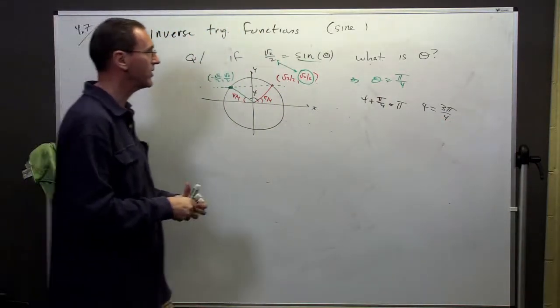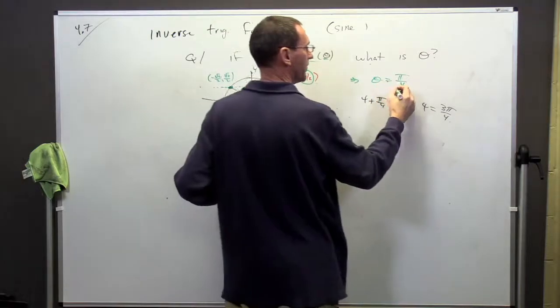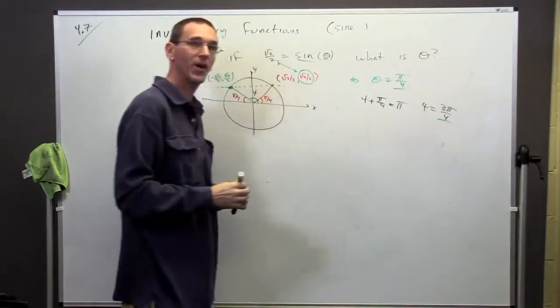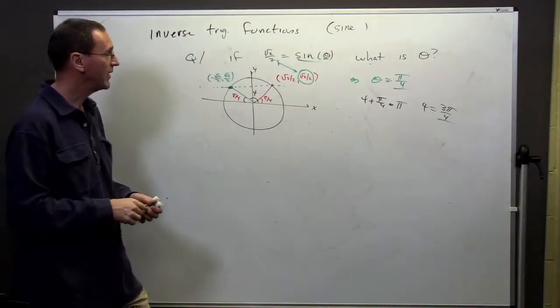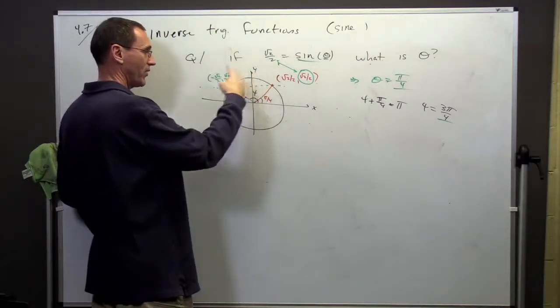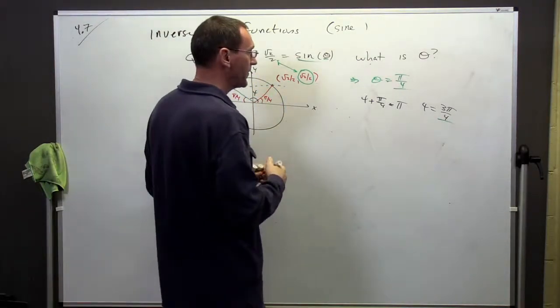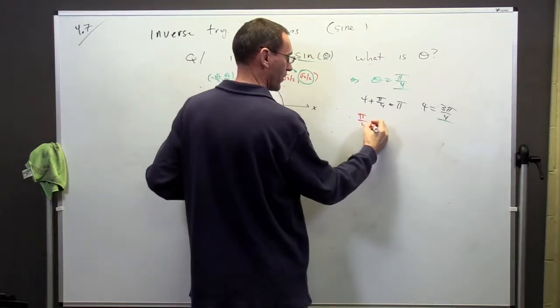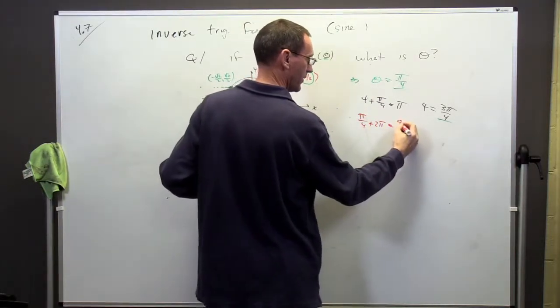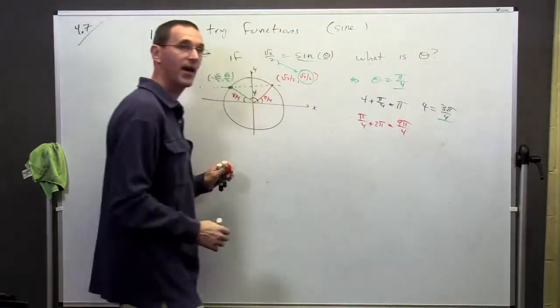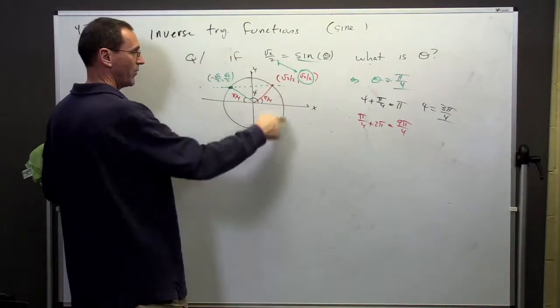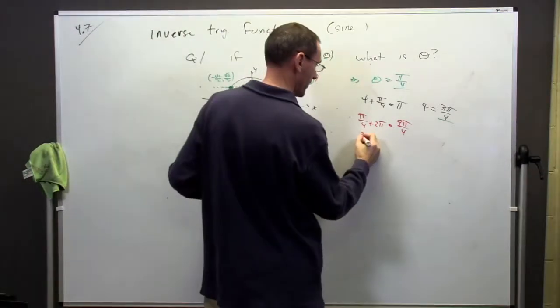So what's the angle here? Is this angle going to be pi over 4, or is it 3 pi over 4? I can't tell the difference. To make matters worse, I could go around one whole revolution, so I could go to pi over 4 plus 2 pi to get that. Or I could go to here and take one revolution around.